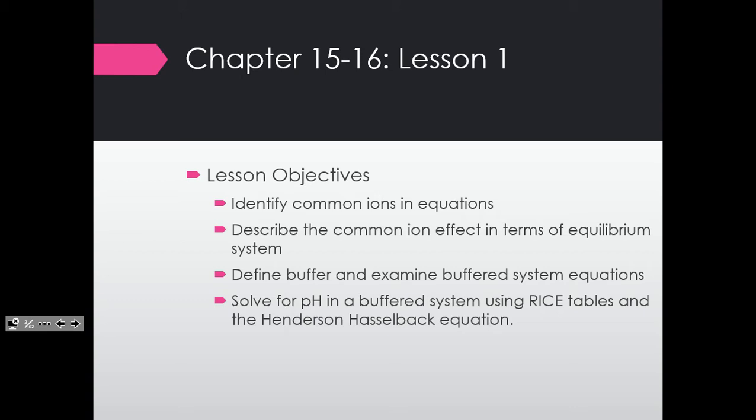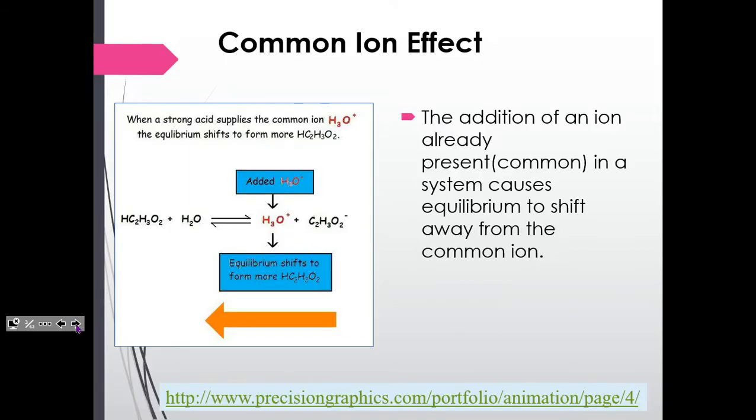So today, the objectives in lesson 1 are to identify the common ions in equations, and then we're going to start to describe what happens when we do, in fact, add a common ion to an equilibrium system. We call it the common ion effect. And then we're going to move into what buffers are in 15.2 and examine buffered system equations. With these buffered equations, we can still set up RICE tables, and we can learn a new tool called the Henderson-Hasselbalch equation. Let's get started.